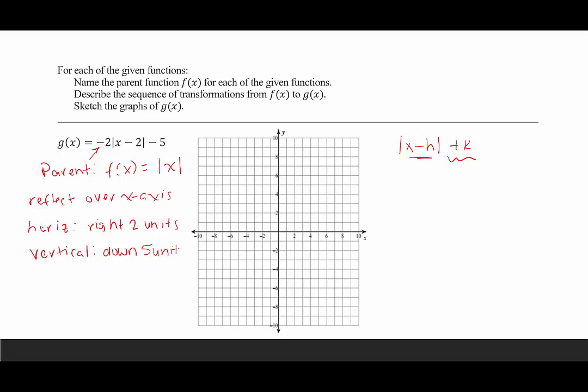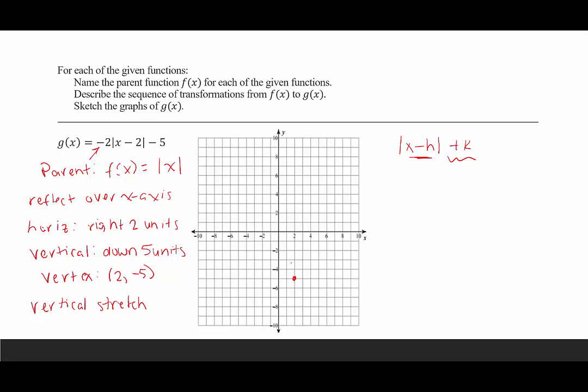So what I want to do now is figure out what the vertex is of this absolute value function. The vertex is going to be located 2 units to the right, that would be positive 2. Down 5 would be negative 5. And then from here, I also notice not only is there a negative in front of the absolute value, there is a 2 there as well. That indicates we have a vertical stretch. We'll talk about what that means in just a minute. First, I'm going to graph my vertex. (2, -5) is down here.